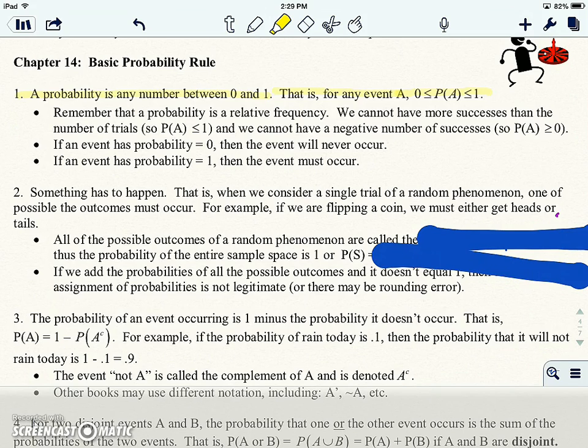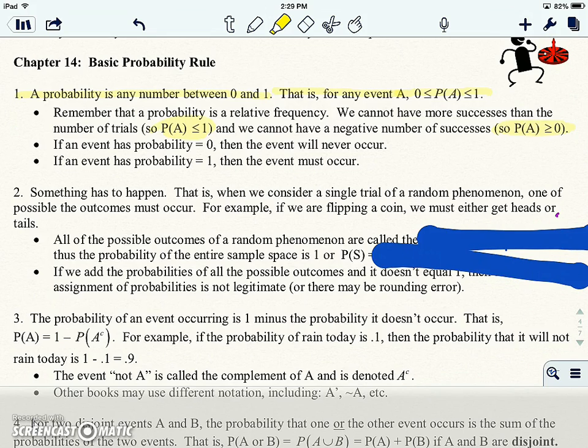Remember that a probability is a relative frequency. We cannot have more successes than the number of trials. So the probability of A always has to be less than or equal to 1. There can't be a 1.1 chance that something is going to happen, because if the probability is 1, it's a 100% chance it's going to happen. Also, we cannot have a negative number of successes. So again, it has to be between 0 and 1.